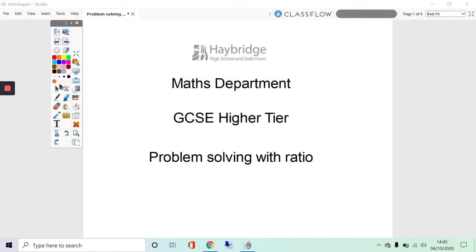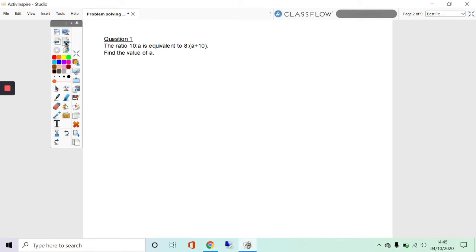This week we're going to be having a look at some of these really nasty ratio problems that they like to put on GCSE higher tier papers. Question 1. The ratio 10 to A is equivalent to 8 to A plus 10. Find the value of A.